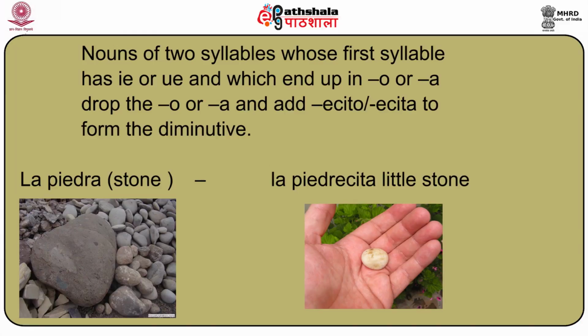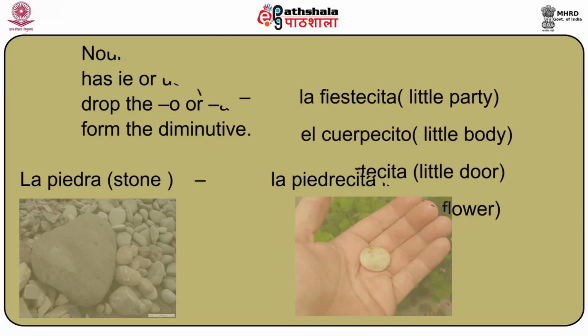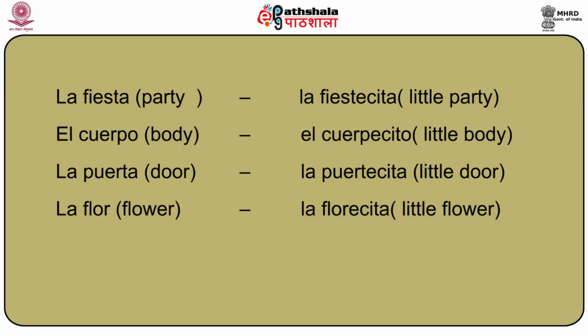The nouns of two syllables whose first syllable has ie or ue and which end in o or a, drop the o or a and add ecito or ecita to form the diminutive. The same is true of one syllable nouns ending in a consonant. So, la piedra, stone, becomes la piedrecita, little stone. La fiesta, party, becomes la fiestecita, little party.